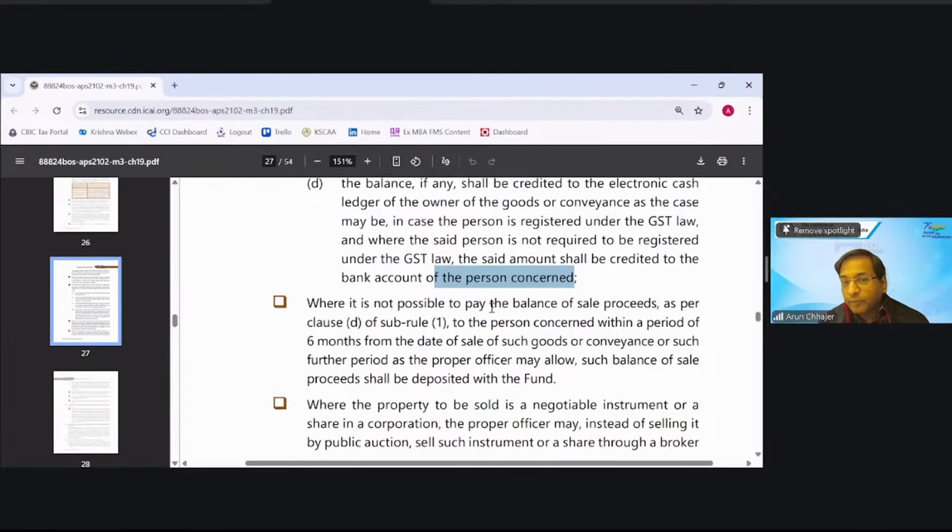वेयर इट इज नॉट पॉसिबल टू पे द बैलेंस ऑफ द सेल प्रोसीड एज पर द अबव, देन द पर्सन कंसर्न विदिन ए पीरियड ऑफ 6 months फ्रॉम द डेट ऑफ द सेल of the conveyance or such further period as the officer may allow, such balance shall be deposited with the fund. कौन सा fund? Which fund? What is the name of the fund?